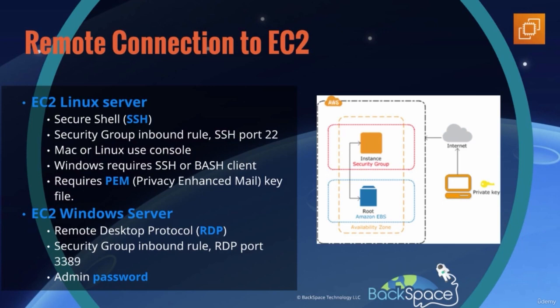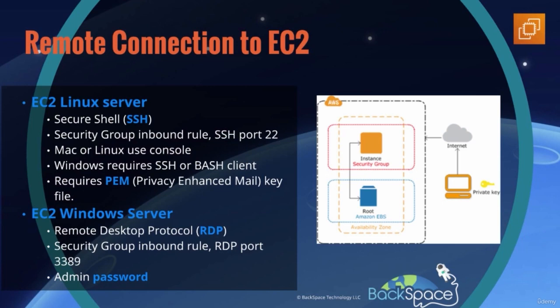If you're using a Windows computer to connect in remotely, you'll need to have an SSH or Bash client installed on that PC, and that will give you that terminal environment. It also requires you to download a PEM, which is a privacy enhanced mail private key. You download that to your remote computer, and that is passed to the instance for authentication to that instance.